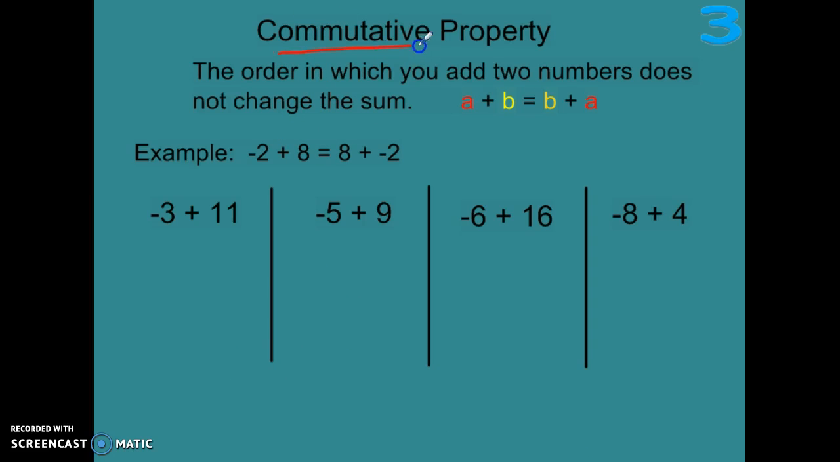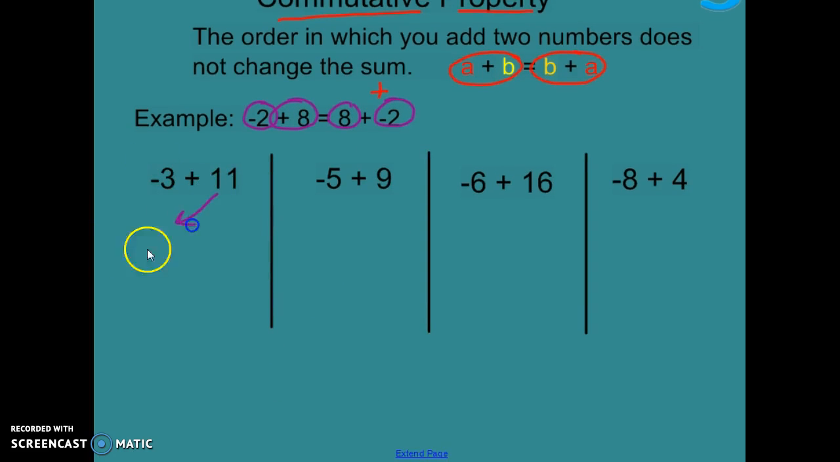Now we have what's called the commutative property. The order in which you add two numbers does not change the sum. So a plus b is the same as b plus a. And like it says here, negative 2 plus 8 is the same as 8 plus negative 2. So if we wanted to flip this around, we could say 11 plus negative 3, which is the same as just 11 minus 3. And 11 minus 3 is going to give us 8.